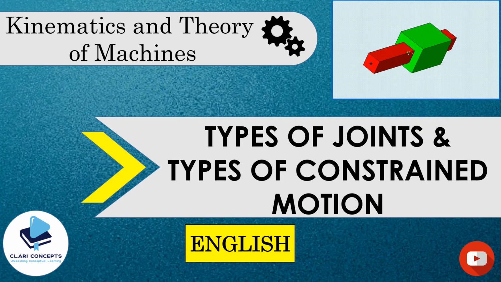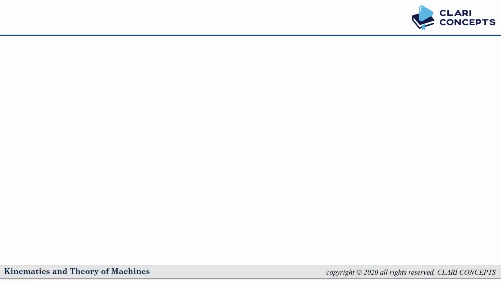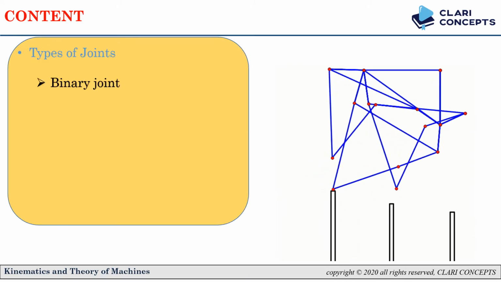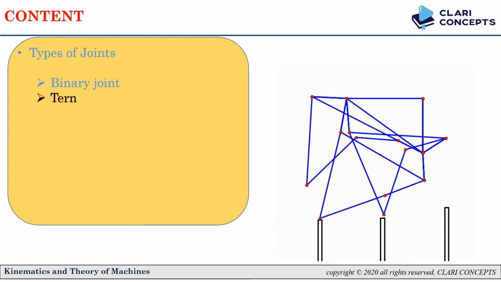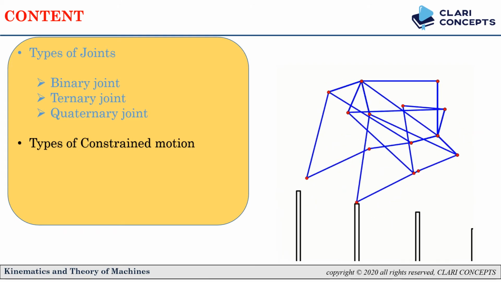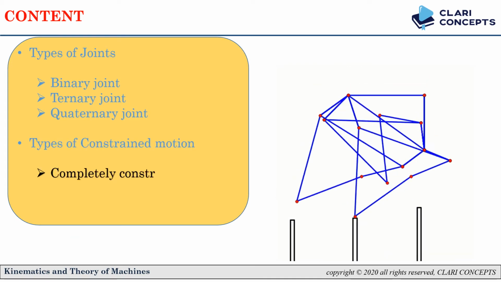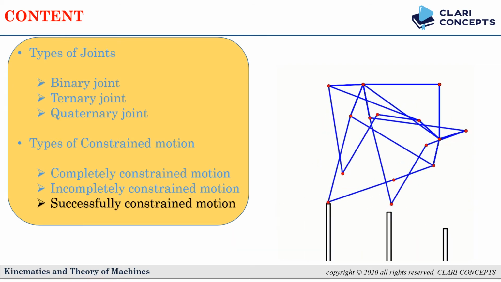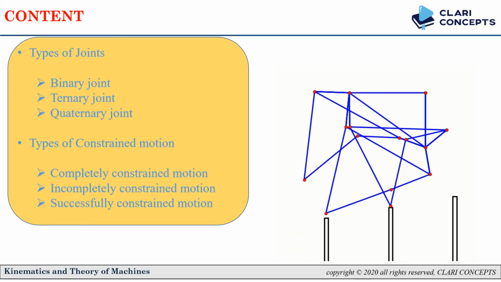In this series of Kinematics and Theory of Machines, today we are going to see types of joints and types of constrained motion. Content: types of joints. In that we are going to see binary joint, ternary joint, quaternary joint. Then we'll see types of constrained motion. Completely constrained motion, incompletely constrained motion and successfully constrained motion.